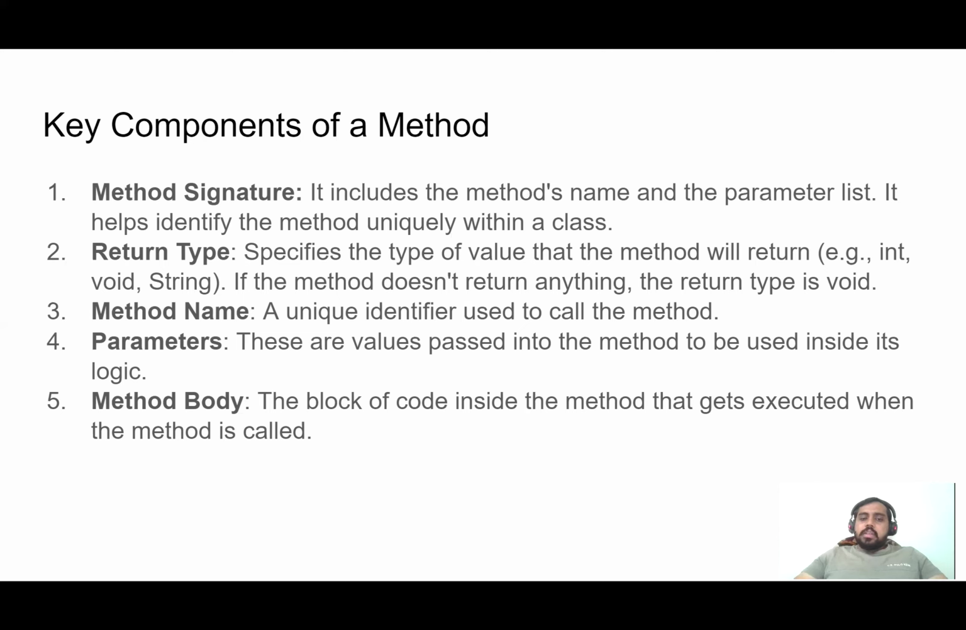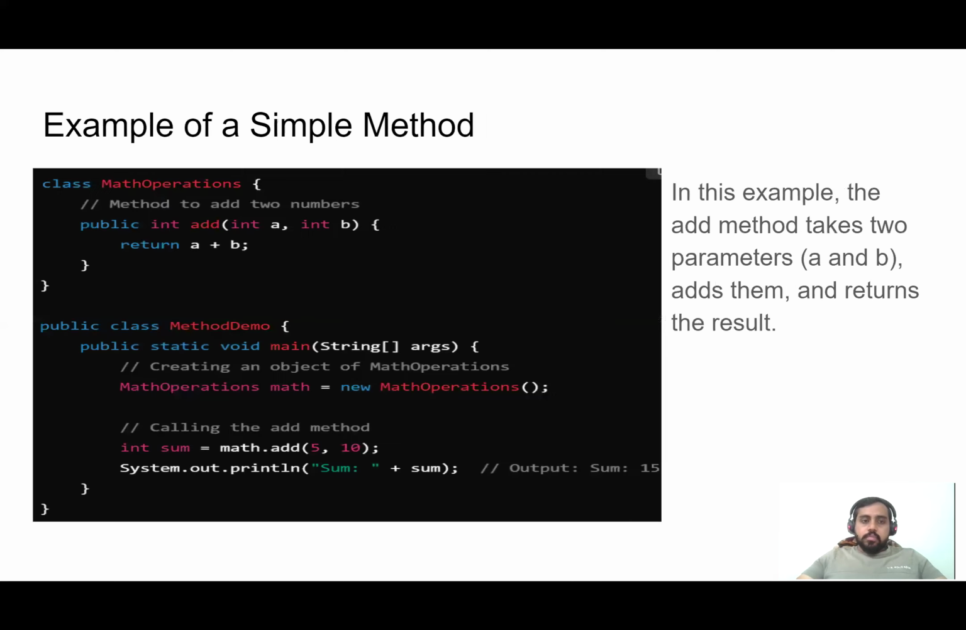Method name is the unique identifier to call the method. How do you call the method? Through the method name. What are the parameters? The values passed to the method to be used inside its logic. And the method body is the block of code inside a method that gets executed when the method is called. That is where our logic stays.